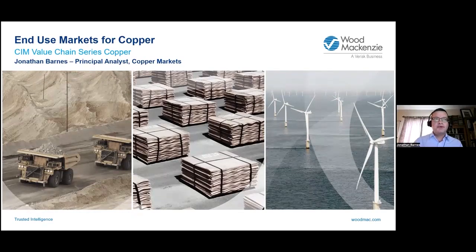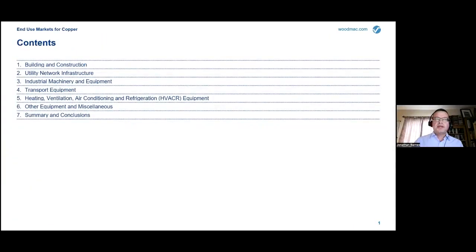I'm very pleased to be invited to present here today, and I will be talking about end-use markets for copper. It's a fairly brief presentation. We'll be looking at the end-use markets of building and construction, utility network infrastructure, industrial machinery and equipment, transport equipment, heating, ventilation, air conditioning and refrigeration, known as HVAC equipment, other equipment and miscellaneous markets, and finally we'll wrap up with a summary and some conclusions.